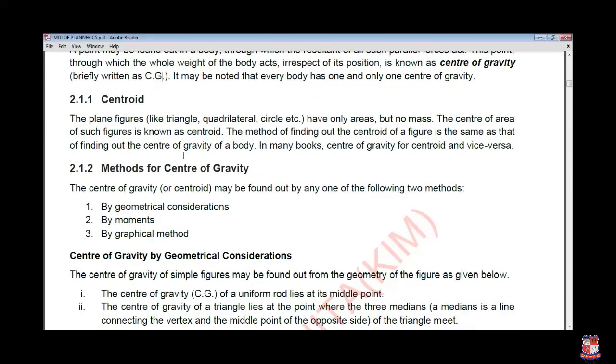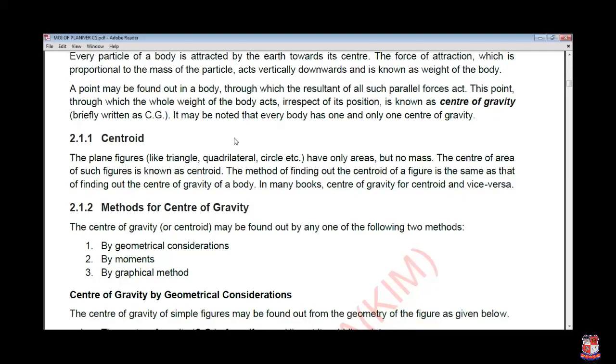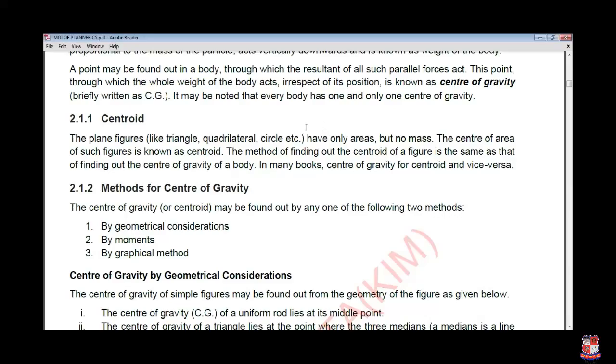Now, centroid. The center of gravity is generally used for volumes. For area objects, we use the term centroid. Plane figures like a triangle, circle, or rectangle have only area but no mass. The center of the area of such a figure is known as the centroid, and the method of finding the centroid of the figure is the same as finding the center of gravity of a body. You may say center of gravity or centroid, and vice versa.